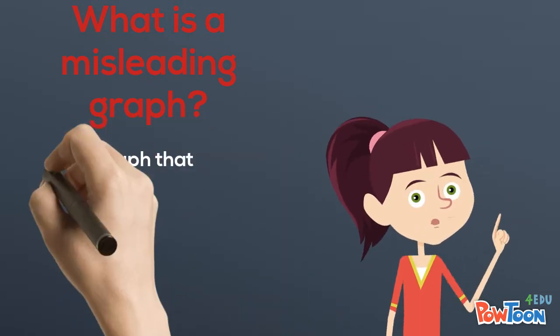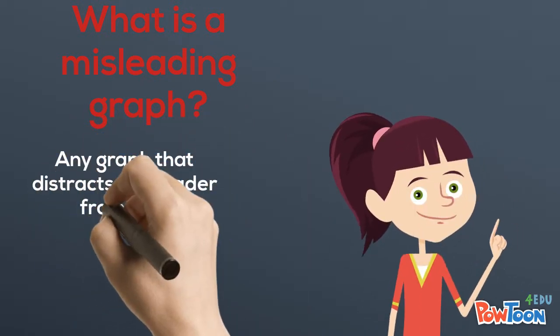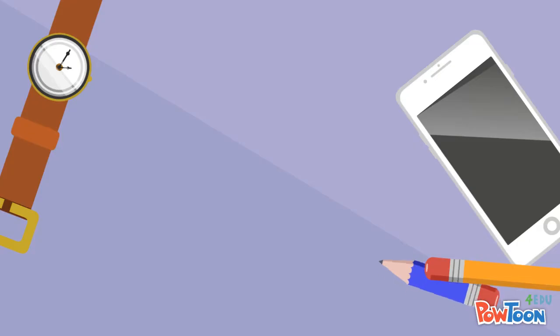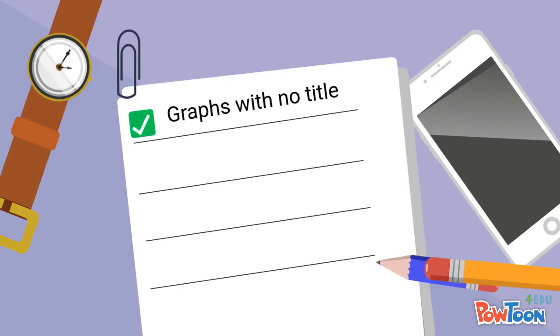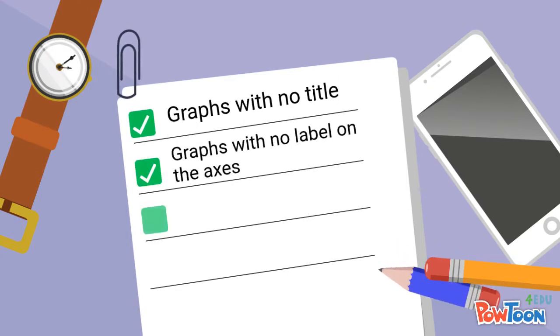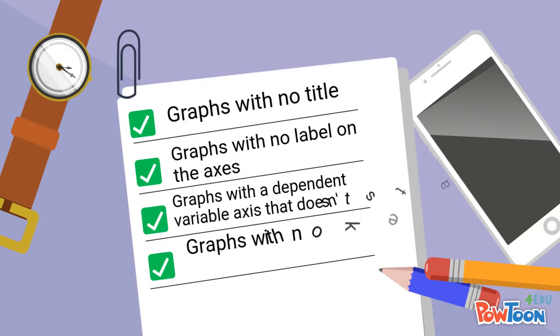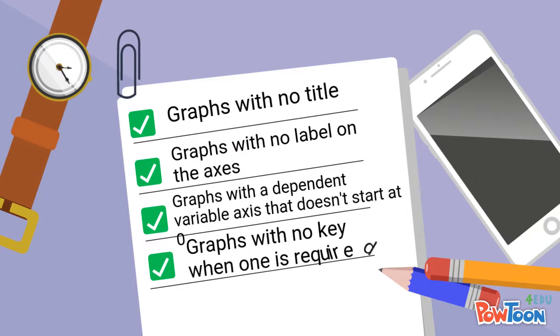Any graph that distracts the reader from fully understanding what he or she is viewing can be considered misleading. For example, graphs with no title, graphs with no label on the axis, graphs with a dependent variable axis that doesn't start at 0, and graphs with no key when one is required are all examples of misleading graphs.